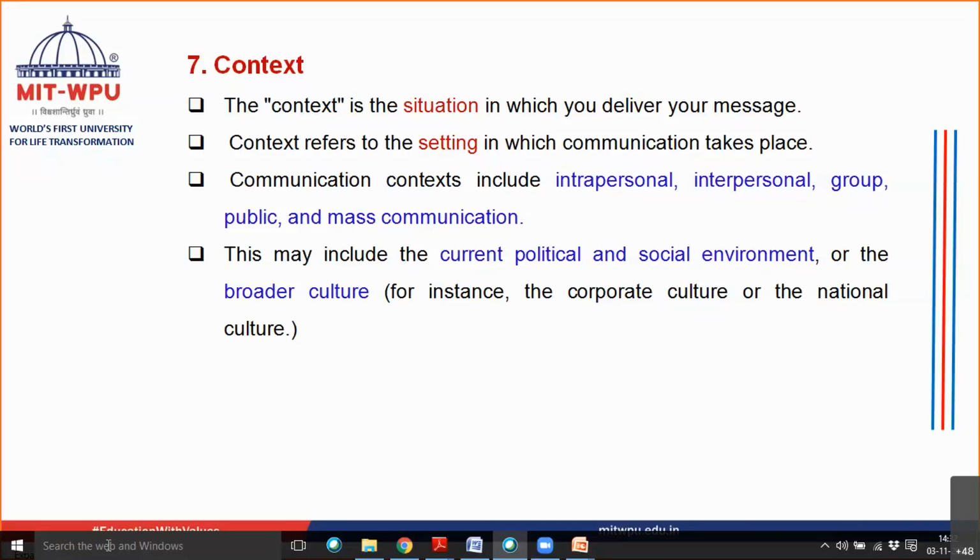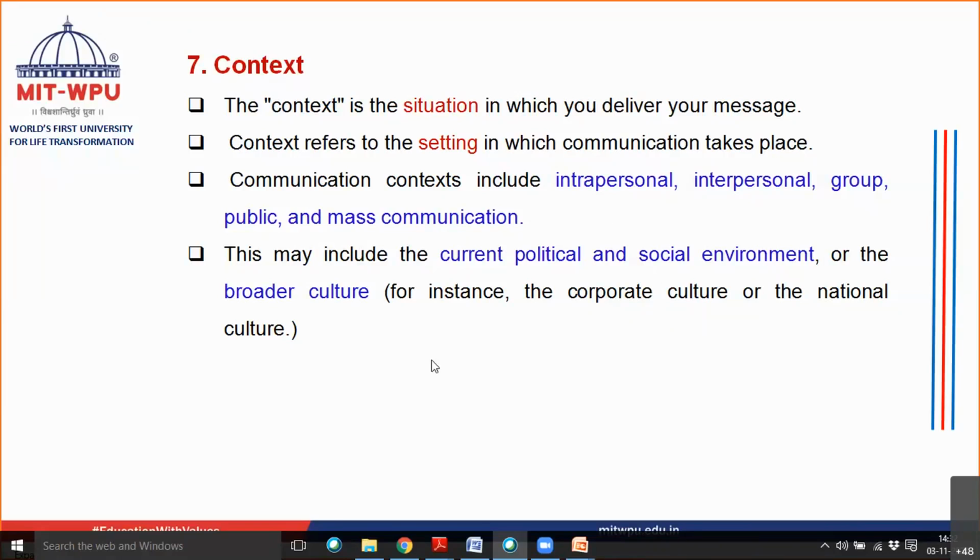Okay, got me? So the communication contexts include interpersonal, group, public, mass communication. These can be different contexts. Mass communication, interpersonal communication, intrapersonal communication, group communication, public communication. These can be different settings. They may also include the current political and social environment. So whatever you speak is with respect to the political environment, the current environment, the social environment, with respect to the broader culture. So that can be the context.